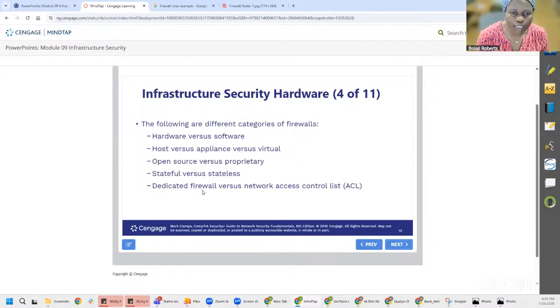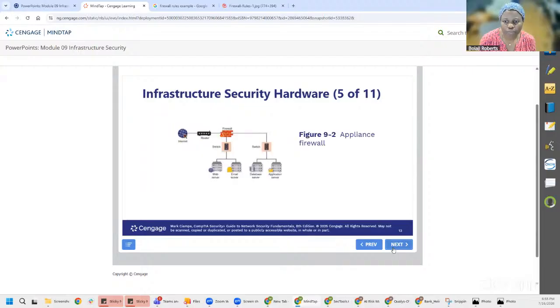Okay. Then you have dedicated firewall versus network access control list. Dedicated firewalls or firewall appliances, and NACLs, or network access control lists, can be configured on routers. We also see them as services in the cloud environment. So these are appliance firewalls right here. You have your internet, the router, the firewall, then your switch, then you have your web servers, mail servers.